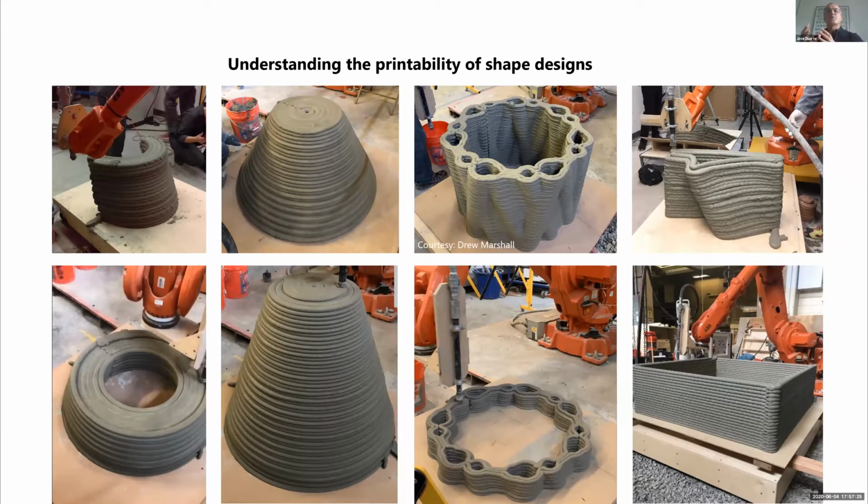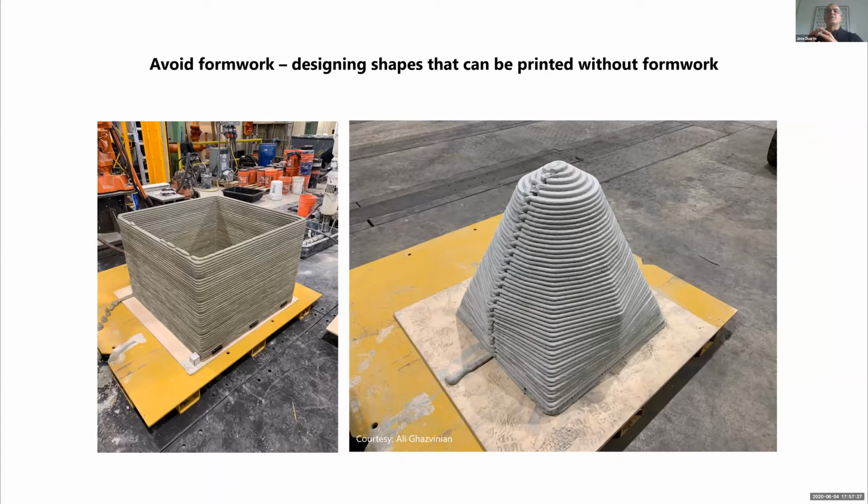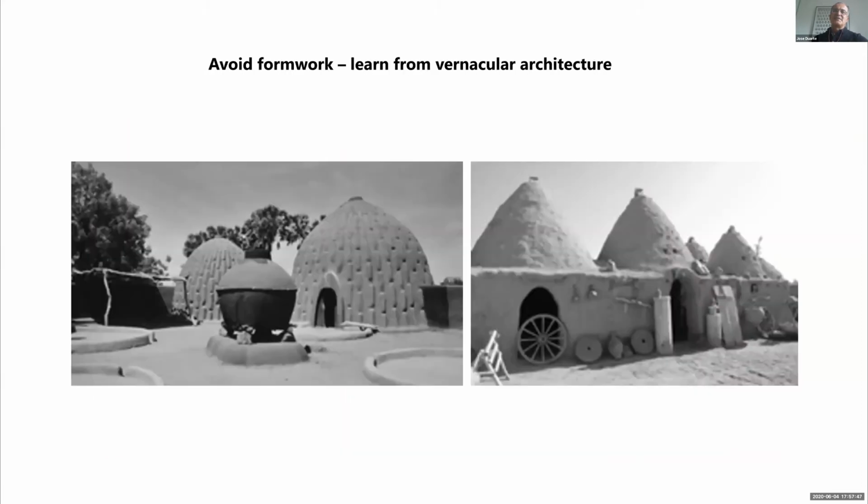So one of our goals is actually to print structures that are fully enclosed and that can be 3D printed without formwork. So that's what you can see on this slide. It's a structure, so you can imagine it. This is the room and this is the roof of the room. This is a dome that will enclose that structure. So this resembles some of the vernacular architecture that you can find around the world.